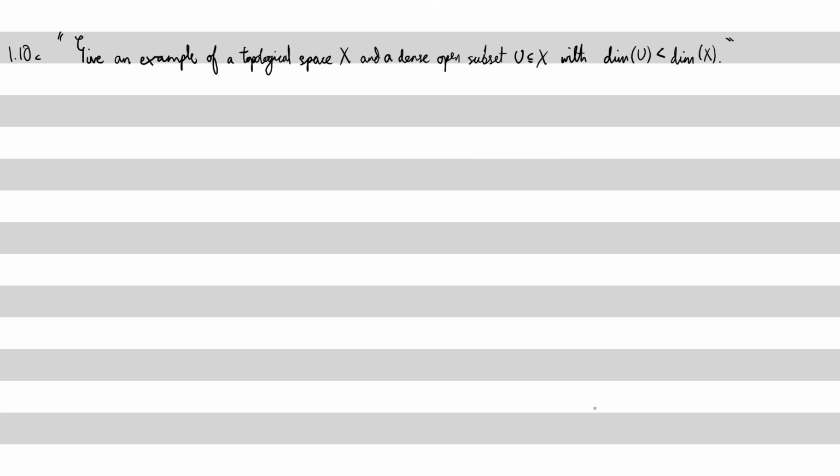Now we move on to 1.10c. Give an example of a topological space X and a dense open subset which has dimension less than that of X. Now, I don't know if this counts, but I will. Well, I know it works. I just think it's a bit cheesy. Anyway, where is my pen? There is my pen.